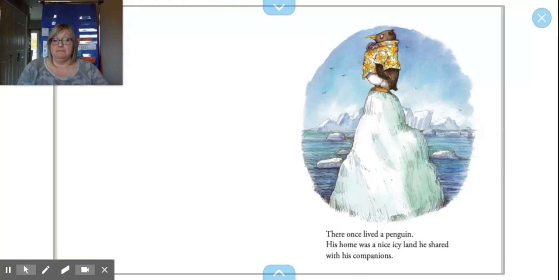There once lived a penguin. His home was a nice icy land he shared with his companions.